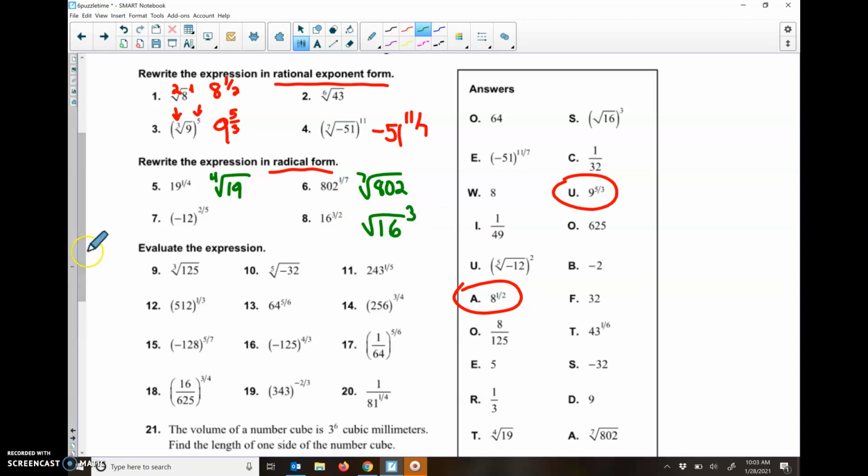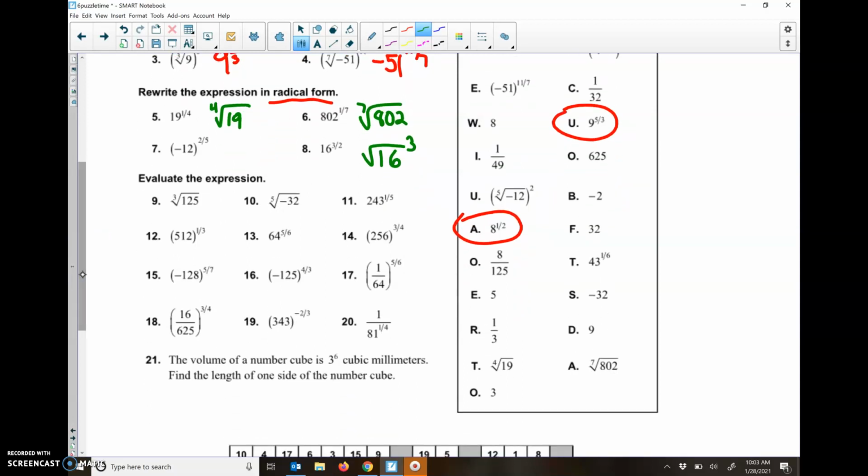And then these down here, they just want us to evaluate. So as long as you have a calculator and you can put them in, you could do that here. So like, for example, this means the cube root of 125. So that means what times what times what gives us 125. The answer for that is going to be 5. Okay. Or if we look at like number 10 here, we have the quint root of negative 32. So what number times itself 5 times is going to give us negative 32. So that's going to be negative 2, letter B.